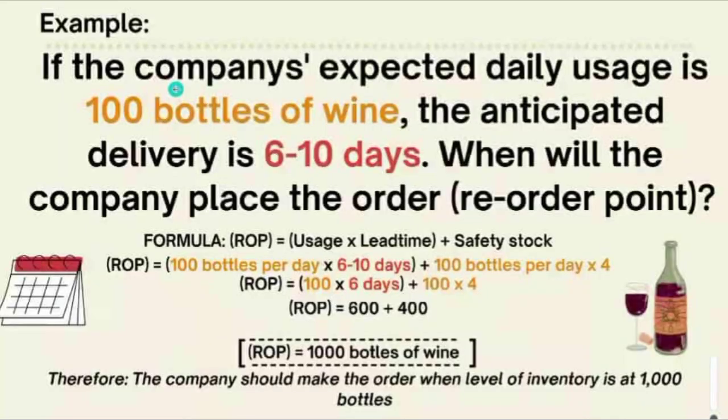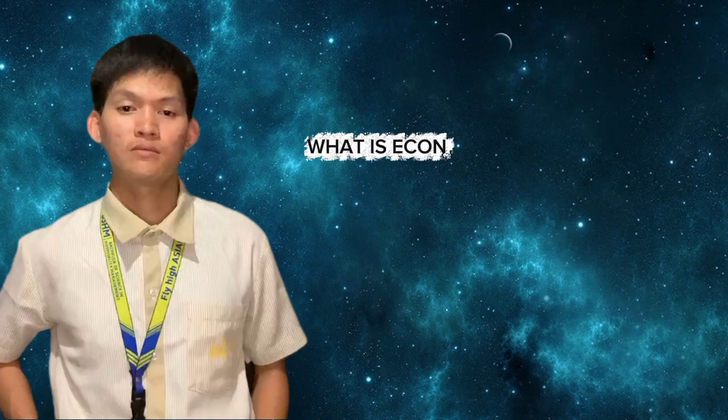So here is the example. If the company's expected daily usage is 100 bottles of wine and the anticipated delivery is 6 to 10 days, when will the company place the order? ROP equals usage times lead time plus safety stock. So we're going to substitute this and multiply 100 times 6 days plus 100 times 4. So the answer is 600 and 400. So the total bottles of wine we have is 1,000. So our ROP is 1,000 bottles of wine.